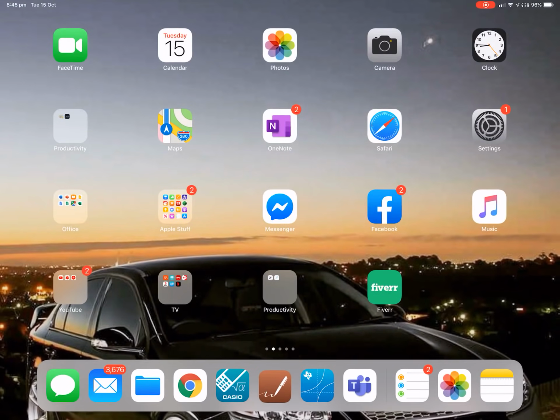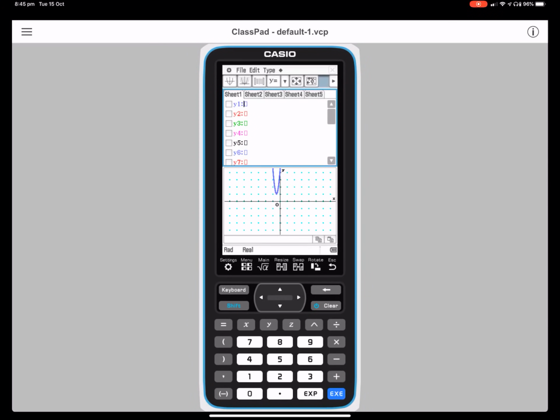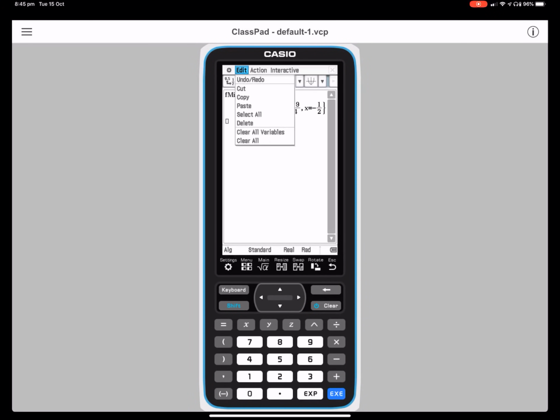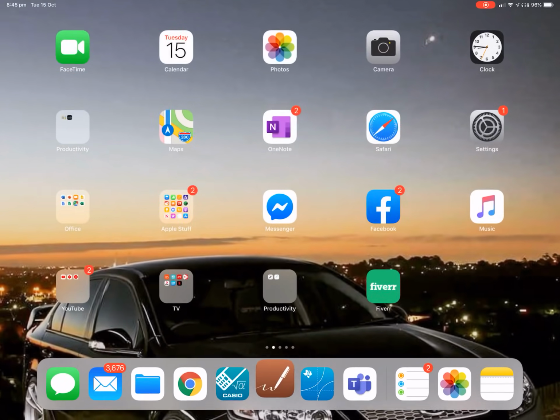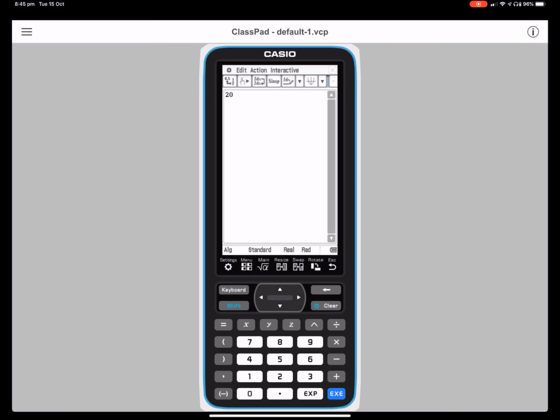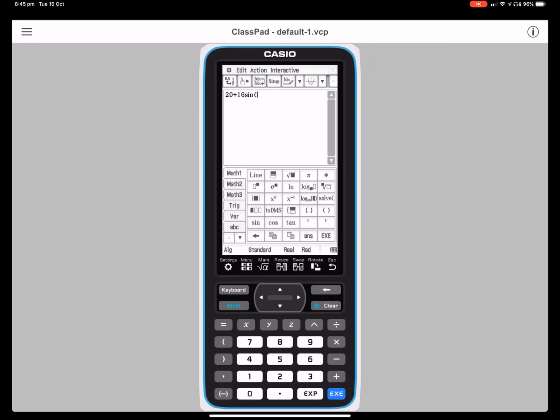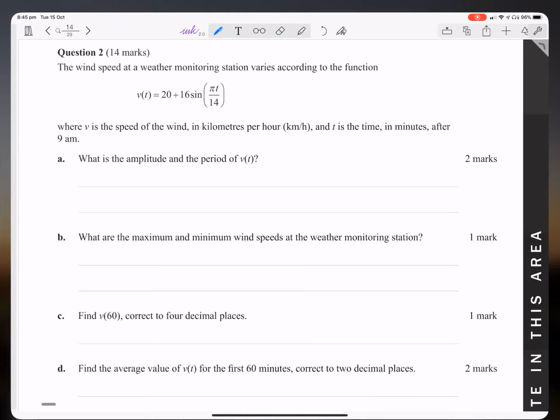Okay, scrap whatever we've got. Clear the CAS. We'll just write functions over the top. Okay, 20 plus 16 sine pi x on 14. I know you're probably getting sick of my voice, but I have to say stuff like that out loud so that I remember what I'm doing.